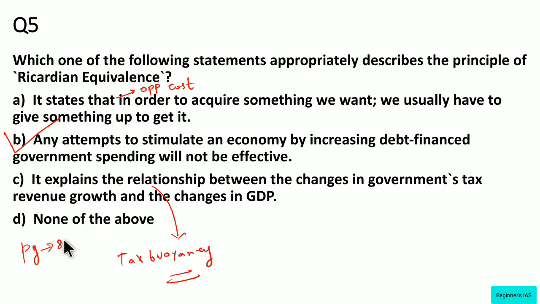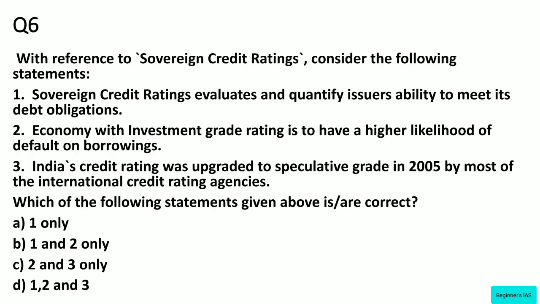This is based on page number 82, the Ricardian equivalence definition. You may also Google it, and you may get this definition from Investopedia, that is, what tax buoyancy is and how it works for the government. This is a very important concept. One has to read about this. Let us move on with question number 6.